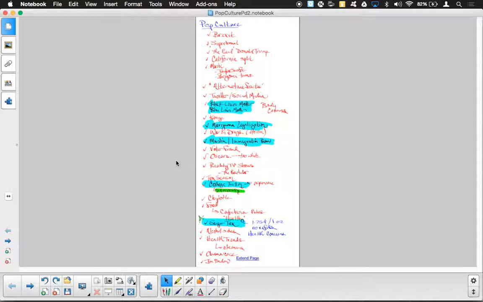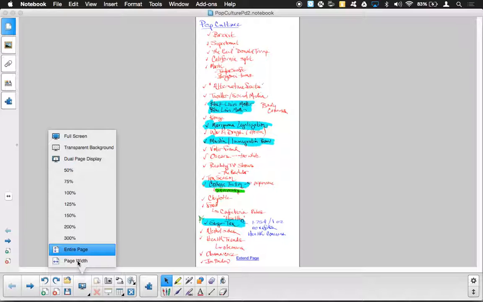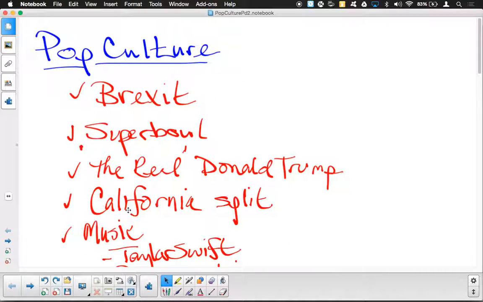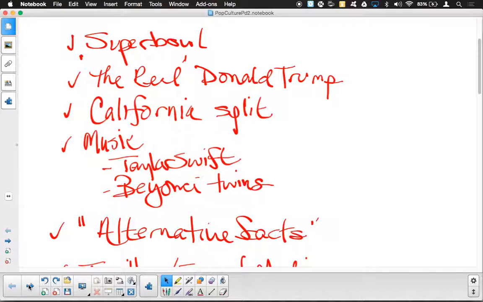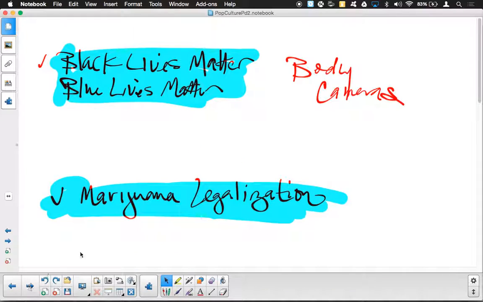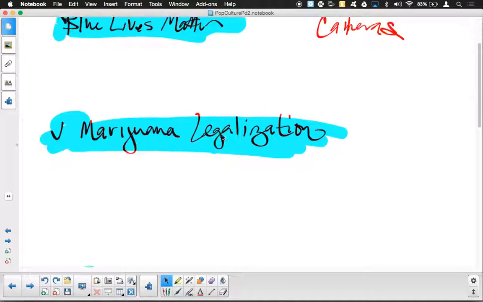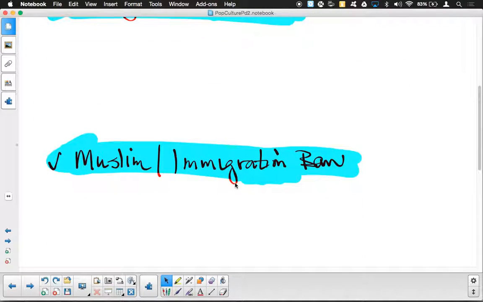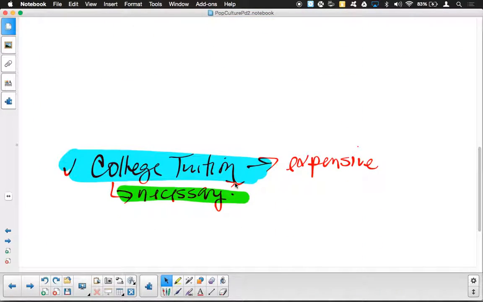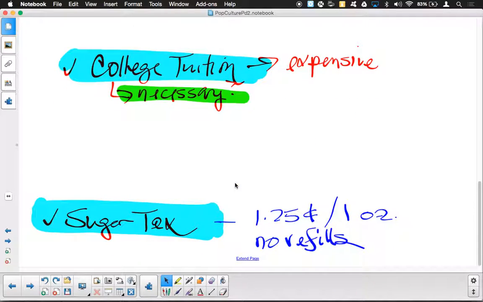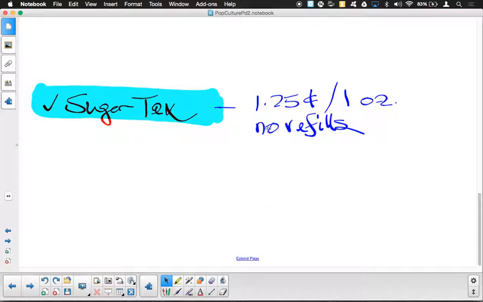But we made a pretty significant list of stuff that was going on in the world. Some pretty serious, some maybe not quite as serious. But we then narrowed it down to 5 things that we really wanted to possibly look at in a little bit more detail. So we have the Black Lives Matter, Blue Lives Matter movements, marijuana legalization, Muslim immigration ban, college tuition, the expense of it, and then also the whole idea about sugar taxes on drinks and things of that nature.